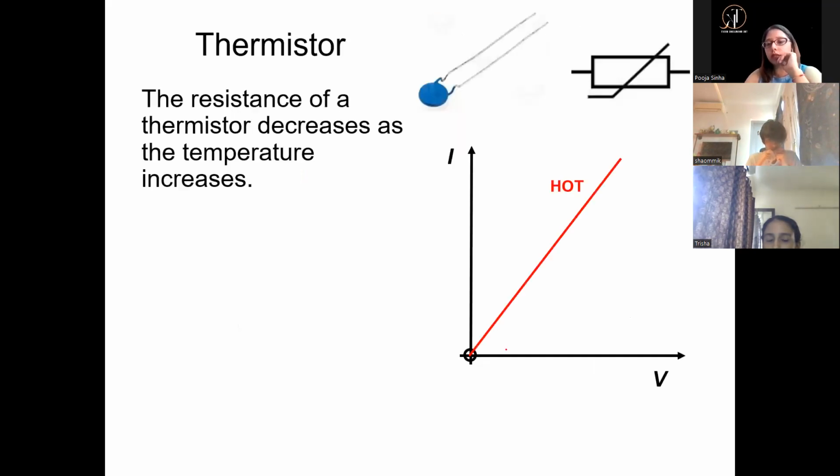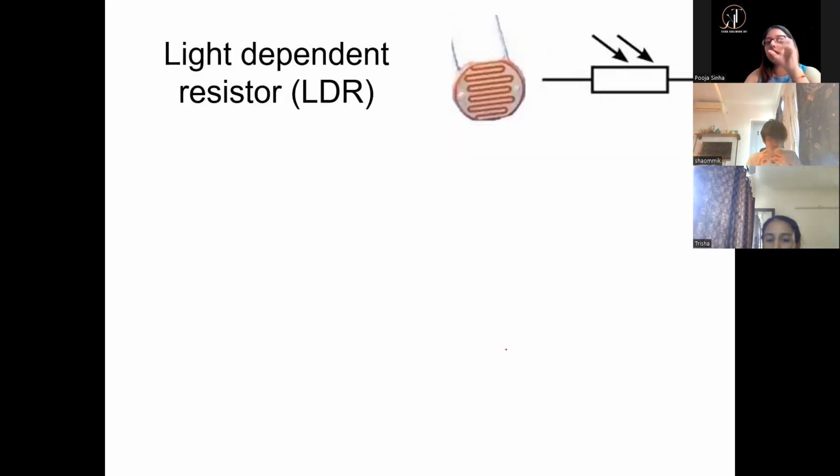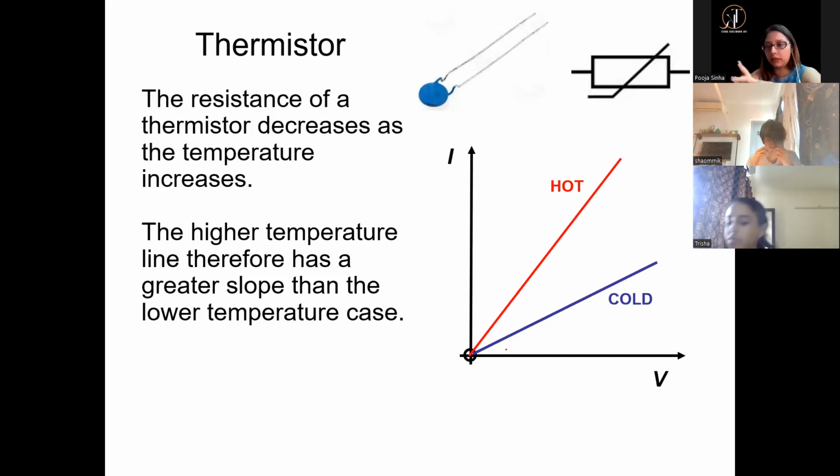Now there is a thermistor. Therm is what? Heat. And "istor" comes from resistor. So the resistance of a thermistor decreases as the temperature increases. It is a special kind of resistance where if you increase the temperature, the resistance will decrease.